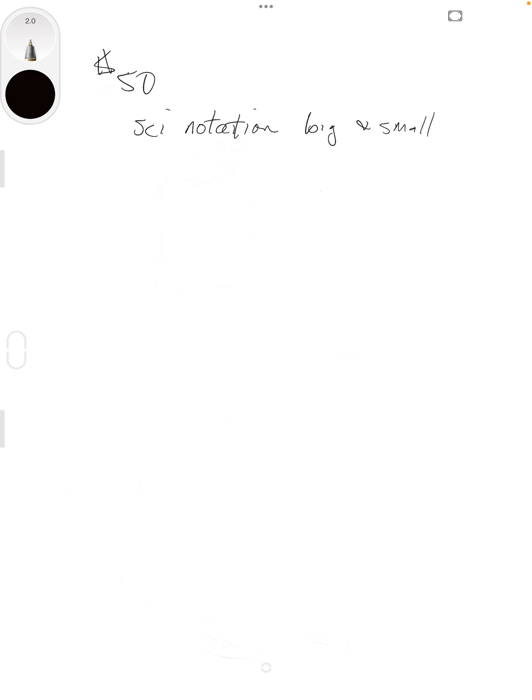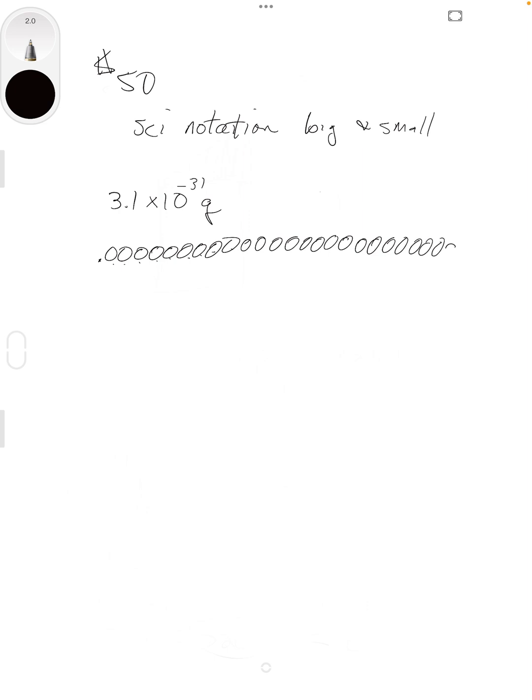So let's say you were looking at the weight of an electron, 3.1 times 10 to the minus 31 grams. That's how much an electron weighs. If I were to write that out, it would be 0.000000000000000000000000000000 and then 31. That's what this would look like.